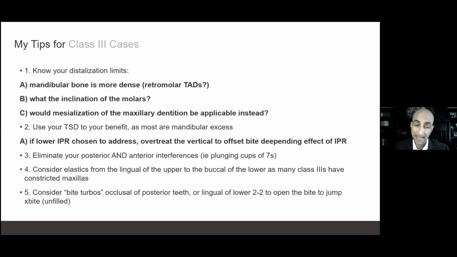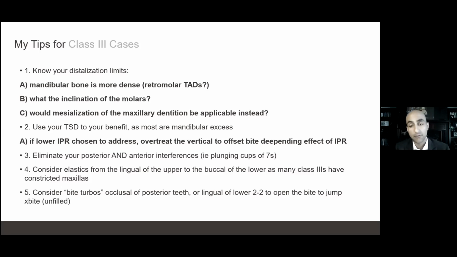Because teeth and maxilla tend to move pretty readily. And I think that the aligners are really good at doing that. Use your TSD, meaning your tooth size discrepancies, to your benefit. If there's a mandibular excess, which many patients have, use that to help detail your class 3. But if IPR is chosen, make sure you understand the bite deepening effects that come along with it. Eliminate your posterior and anterior interferences as you're distalizing, of course. If there's plunging cusp on the 7s, it'll prevent your buccal occlusion from seating.